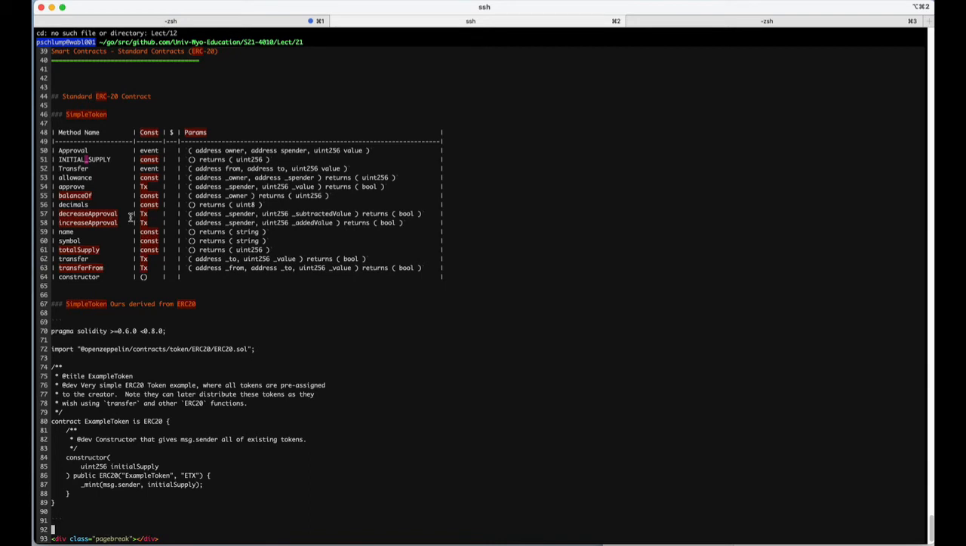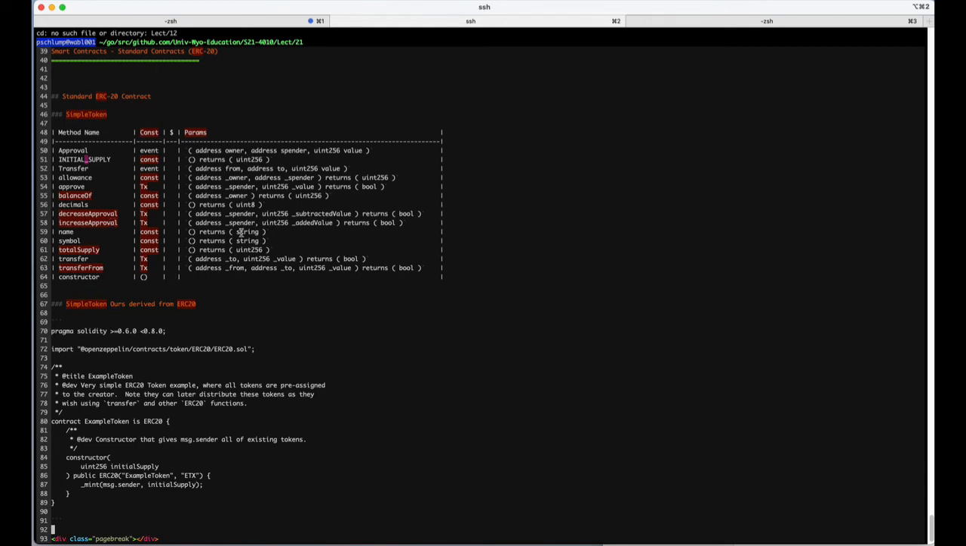Now, you'll notice that here we have an increase approval and a decrease approval, which goes back to what your allowance is for your approval. All of those things are to allow you to control who can buy and how much of your initial offering. There is a name.